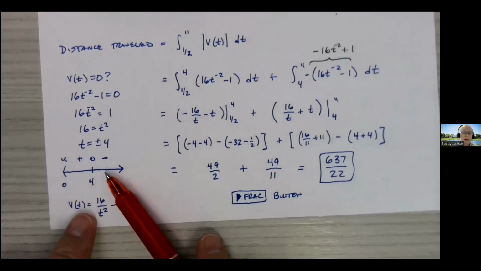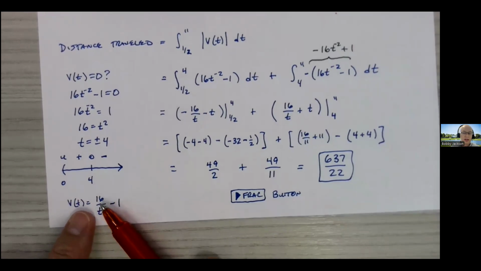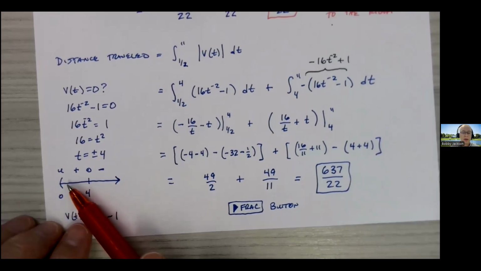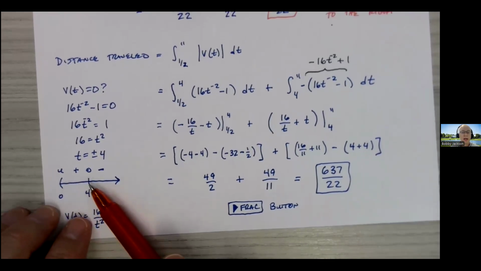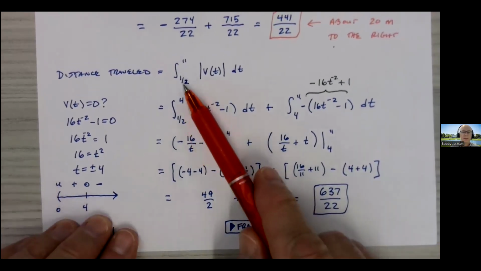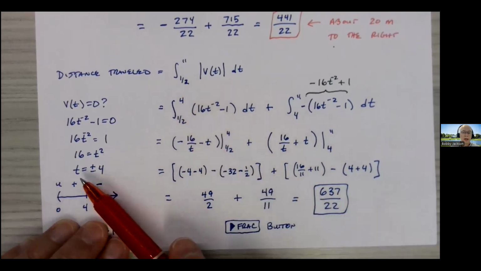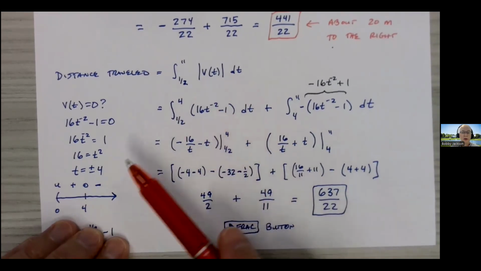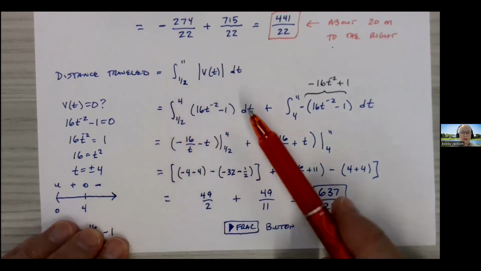And then after 4, like at 5 seconds, if I plug in 5 seconds, 16 over 5 squared is 16 over 25, minus 1. Well, that's negative 9/25. So the velocity is negative for values of time greater than 4. Basically, the object is moving to the right from 0 to 4 seconds, and then to the left from 4 seconds on. So from 1/2 to 4 seconds, the velocity is positive. So the absolute value is just the function itself. From 4 to 11 seconds, though, the velocity is negative.